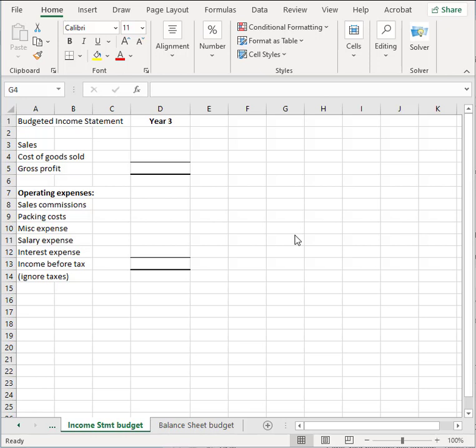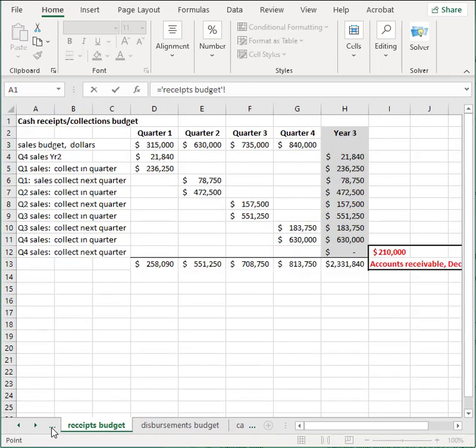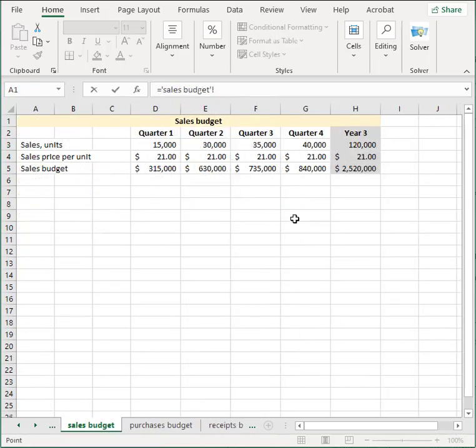So we're going to work on the income statement here, and this is going to require you to remember the income statement and what goes in it. So let's have a look here. The sales you figured in the sales budget, so let's point to that. Here's the sales for the year.